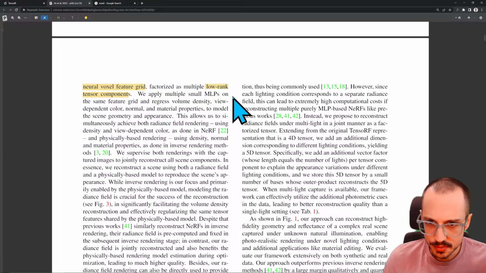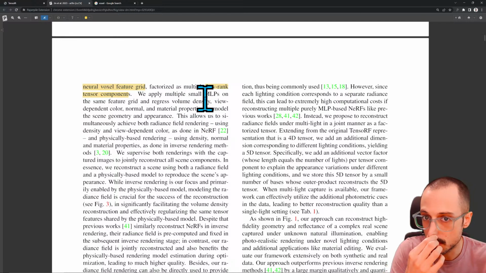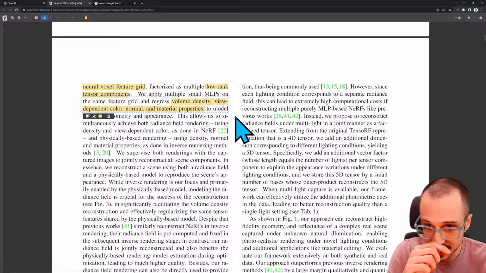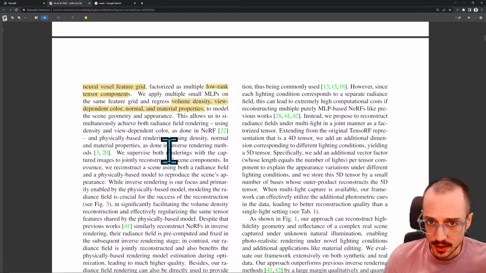We apply multiple small MLPs on the same feature grid and regress volume density, view-dependent color, normal, and material properties. Regress here means that they're using regression at the end of their little multi-layer perceptron. This allows us to simultaneously achieve both radiance field rendering using density and view-dependent color, and physically based rendering using density, normal, and material properties.